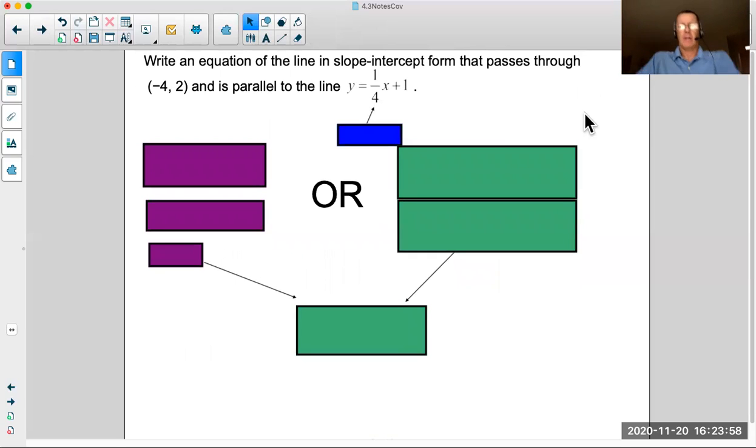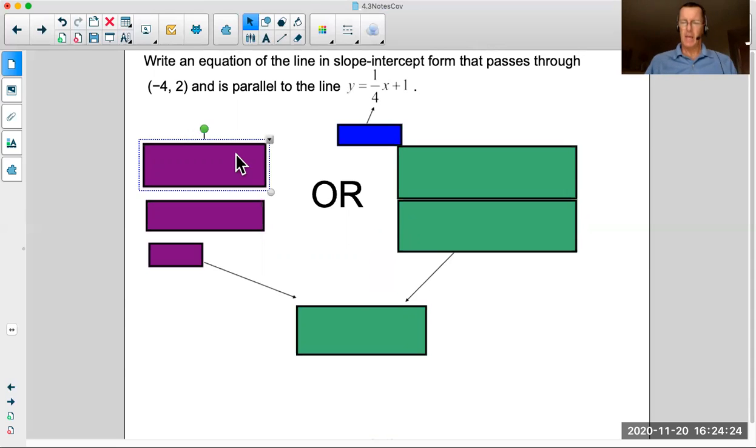All right, next problem. Write an equation of the line in slope-intercept form that passes through negative 4, 2 and is parallel to this one. All right, so think about it. You need a point and a slope to get started with this, right? We weren't given the y-intercept, so we can't go straight to slope-intercept form at this point, or could we, using the other way that I showed you just now?